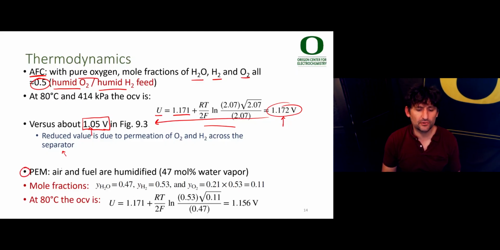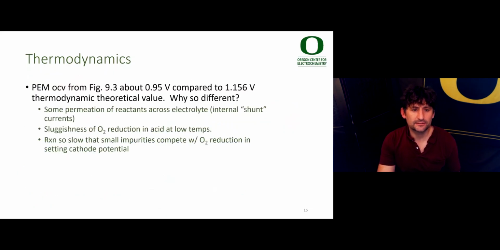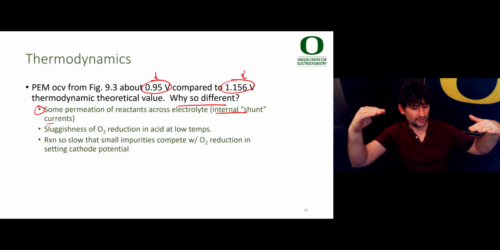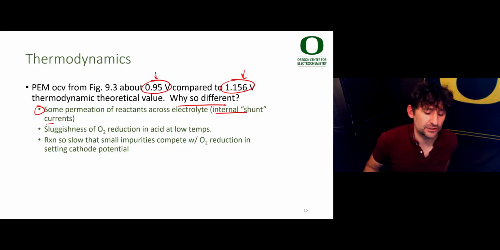In a proton exchange membrane fuel cell, we typically again use about 50 mole percent water vapor. You can plug these into the expression here and get the theoretical open circuit voltage at 80 degrees Celsius. Again, we have about 0.95 volts compared to 1.16 volts in our real system versus our theoretical system. So why are these so different? Well, we talked about the permeation of reactants across the electrolyte. This is sort of an internal shunt current trying to pull those voltages into equilibrium with each other, right? That's what the crossover currents are going to do.